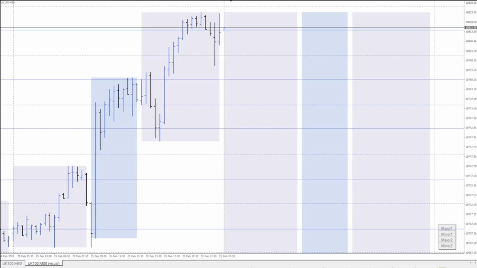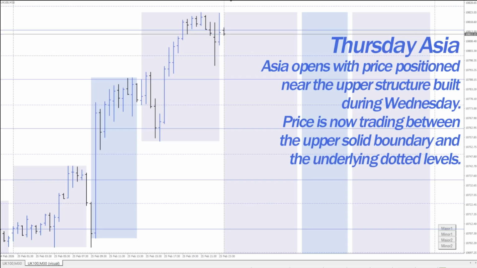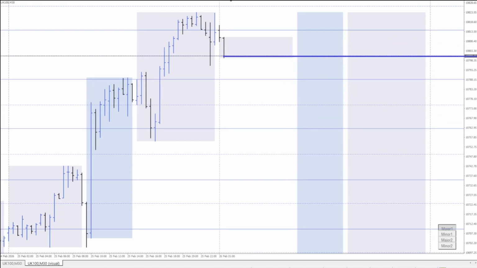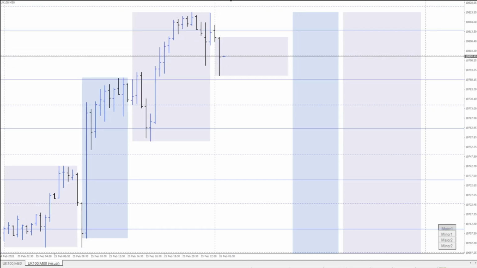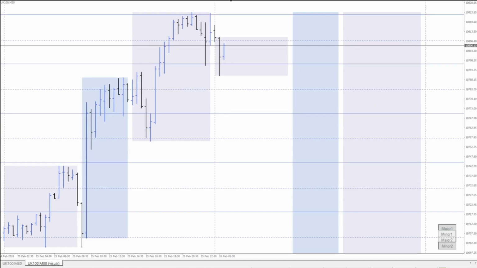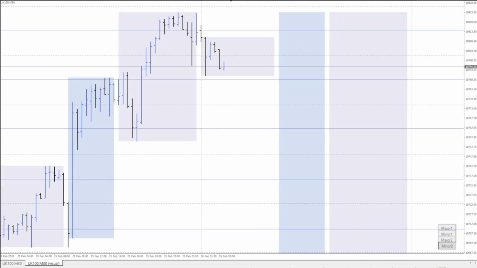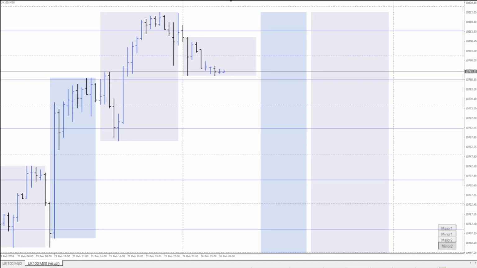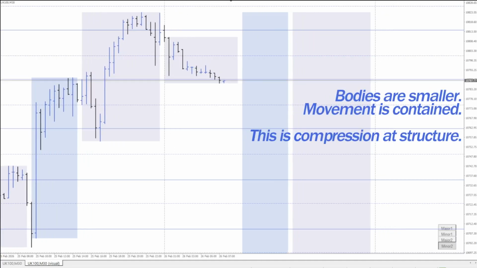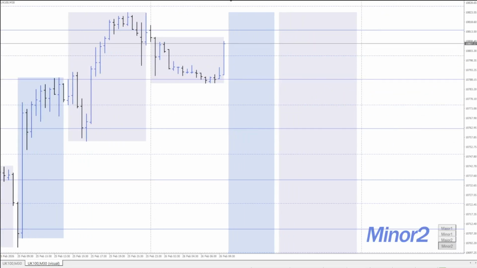Price opens on the solid boundary and pushes lower, sweeps down to clear the US end of session low on the major 1 solid, rotates just below the dotted and drifts lower into the -2 solid. Notice the bodies are small and conviction is limited. That's again compression into opposing structure. So no decisive break, no shift in authority.